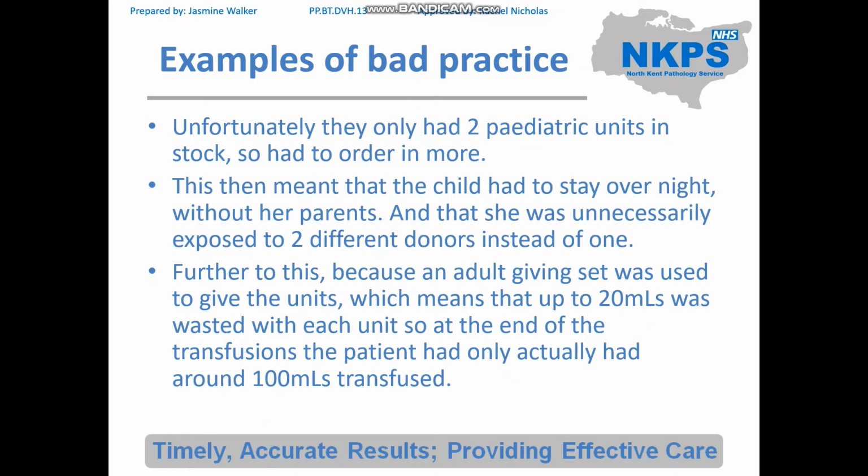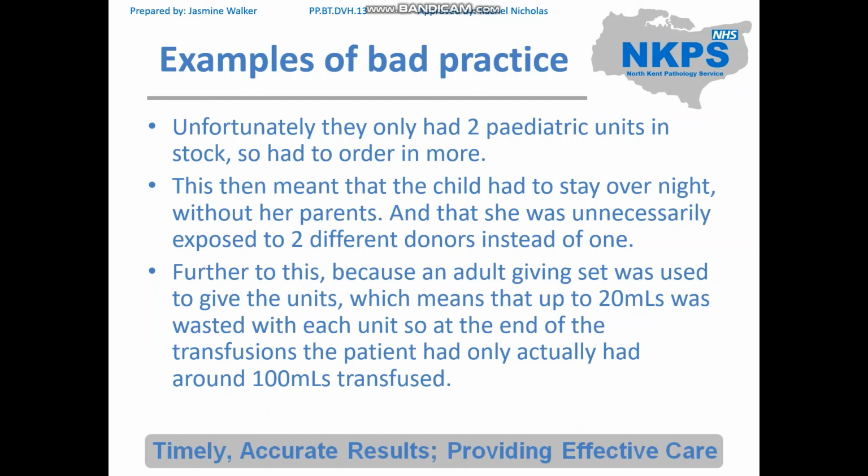Further to this, because an adult giving set was used to give the units, up to 20 mils was wasted with each unit. At the end of the transfusion, the patient had only actually had around 100 mils transfused. Obviously this very negatively impacted the patient. They haven't been transfused the right amount of blood. They've been made to stay overnight when they shouldn't have. They've been exposed to extra donors, which could cause the formation of antibodies and has extra risks embedded in this scenario.